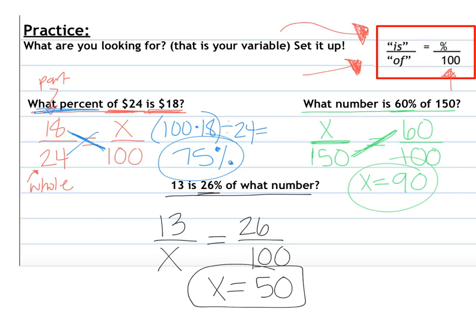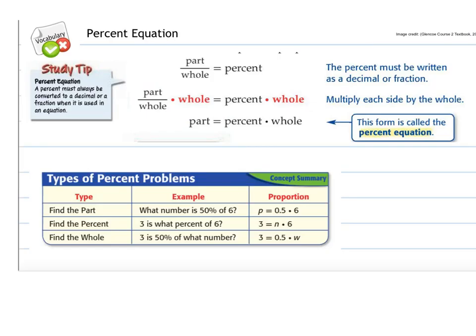That is percent proportion. Now we're going to do percent equation. I don't know why it's not letting me write here, but please write down percent equation in your notebook. And then here's our equation right here. Part equals percent times whole. After you write that down, our equal sign is our is, and our multiplication is of. And we'll talk about that next.